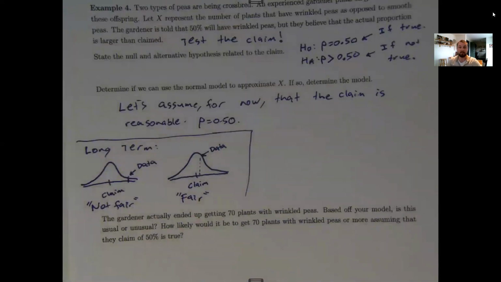So when I say assume that the claim is reasonable, I'm only assuming it's reasonable for now. I have no reason to call this person a liar just yet. I'm going to go through the process, and then I'm going to use data to support me.